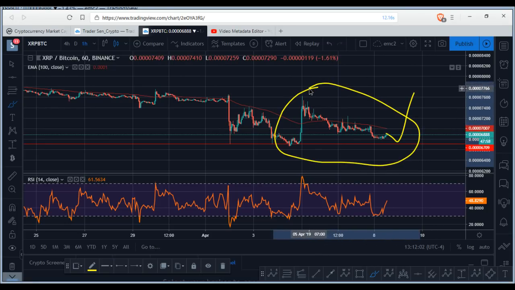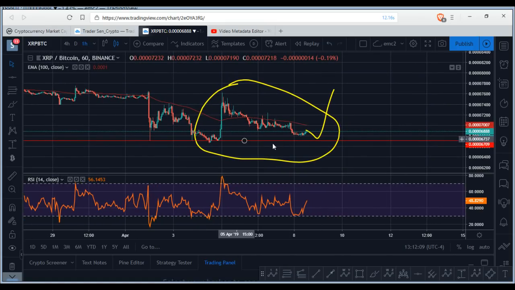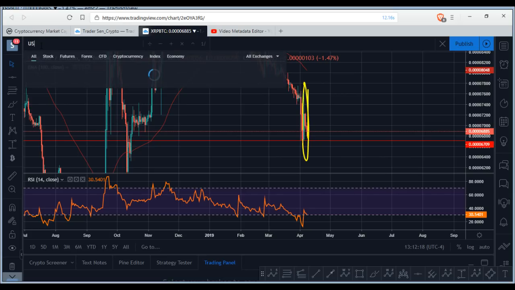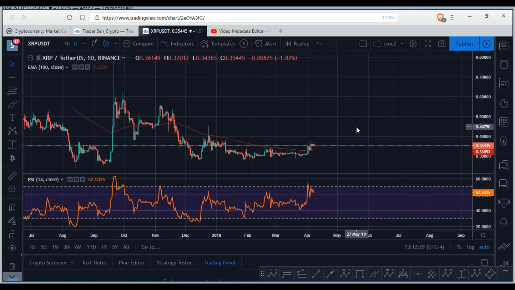Because this pattern, if you go to the XRP USD Tether, that's the same pattern. I'm just going to show you very quickly. Take a look at this pattern. That's the hourly time frame. Take a look at this pattern right here. That's the same exact pattern you get on the daily time frame. XRP USD Tether on Binance.